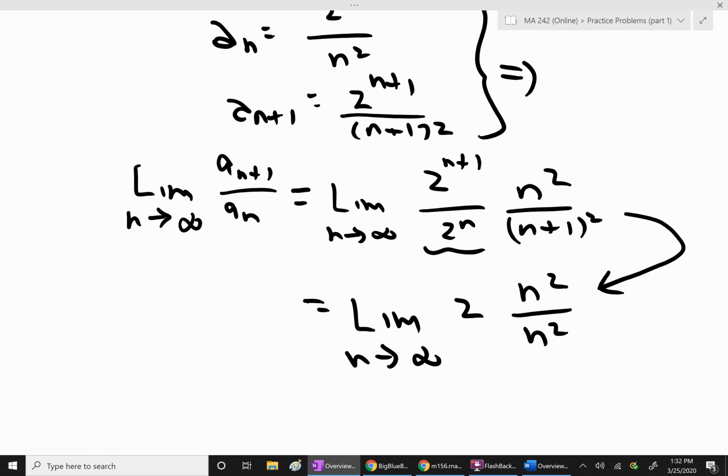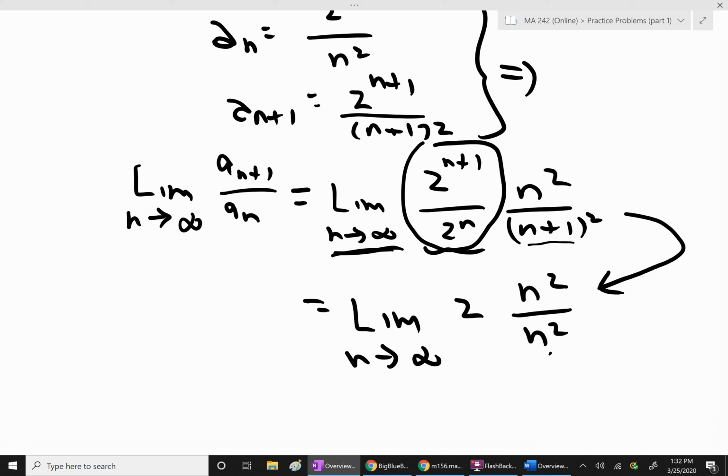Okay, so this first term is just 2, right? Yeah. Okay. This term here, again, I'm looking at leading terms, okay? So there's no leading, it's just n squared. The leading term here is n, right? Yeah. So I just keep that. Okay.